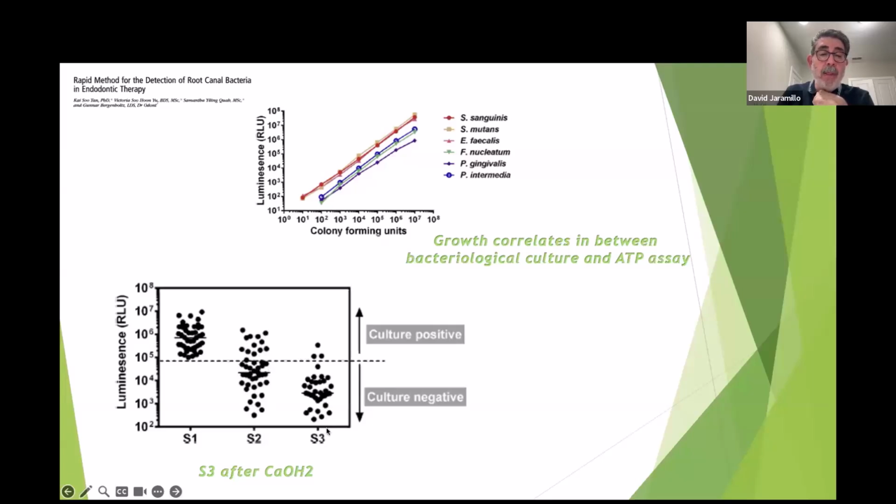And this is with S3, with calcium hydroxide after 1 week inside the root canal. So definitely the ATP is a good tool to evaluate the cleanliness of the root canal, but it not only detects bacteria.